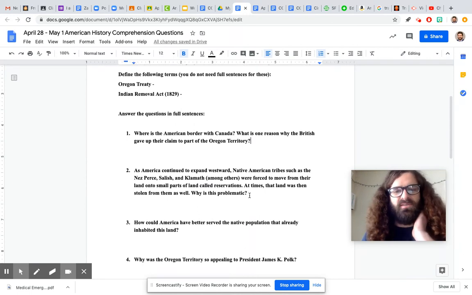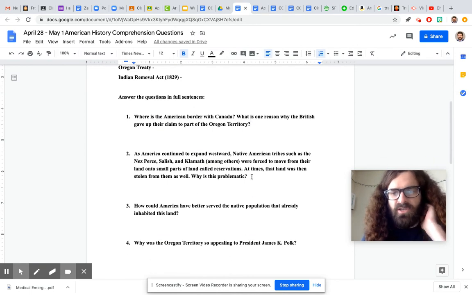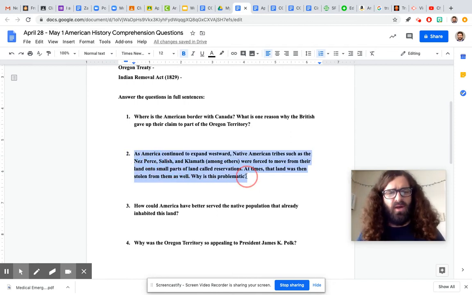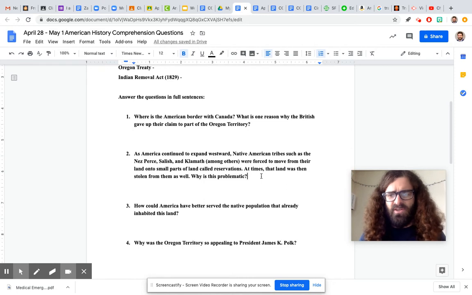Number two, as America continued to expand westward, Native American tribes such as the Nez Perce, the Salish, and the Klamath, among others, were forced to move from their land onto small parts of land called reservations. At times, that land was then stolen from them. Why is this problematic? It's problematic because they stole the land. People were living there for thousands of years, and they just came in and slaughtered them by the hundreds, if not the thousands, stole the land and kicked the people off, and forced them to go 1,200 to 1,300 miles west by foot. It's not a complicated concept, okay?